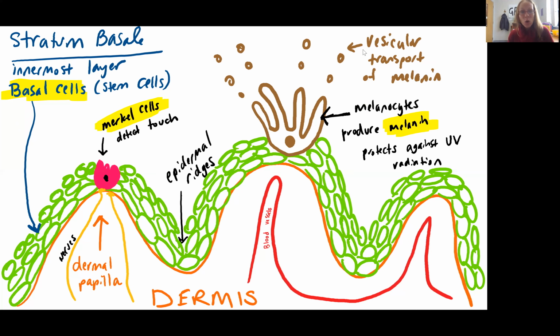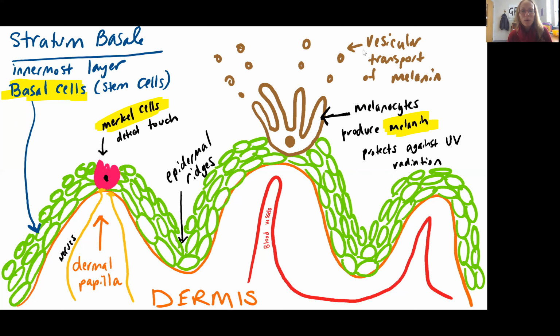Okay, but that's not the only type of cell that we see in this layer. You also have Merkel cells. Merkel cells are going to be important in detecting touch. Okay. So Merkel cells are going to be sensory receptor cells that are able to detect touch.